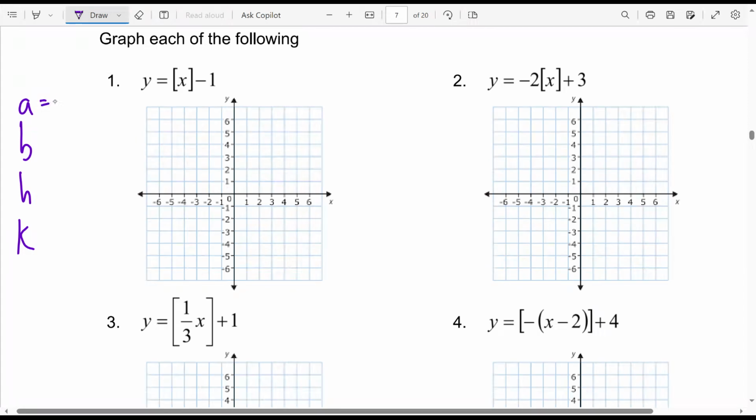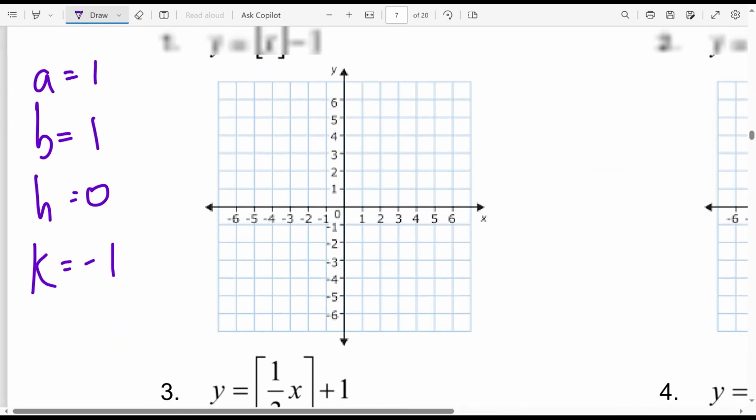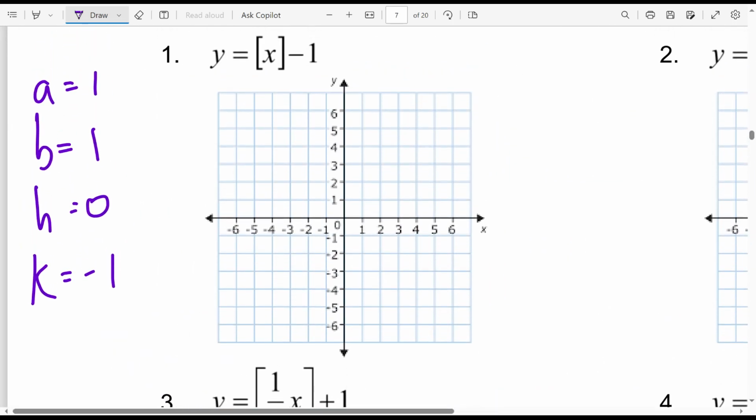Your A on this guy is 1. Your B on this guy is 1. Your H on this guy is 0. Your K is -1. So if I now, and again, this is all we're doing. You know, it used to be H, K, and then writing it. This is all we write down now.